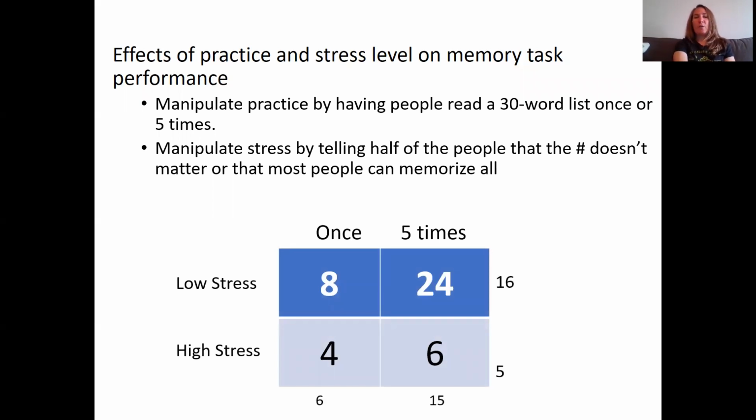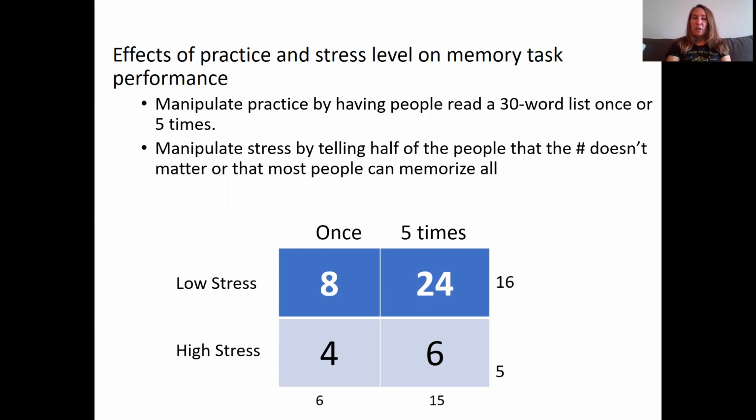So what we have here is the results. In the low stress group, on average, when people read the list once, they were able to memorize an average of 8 words. If they read it 5 times, they were able to memorize 24. And then in the high stress group, if they read it once, they were able to recall 4 words, and if they read it 5 times, they were able to recall 6 words.